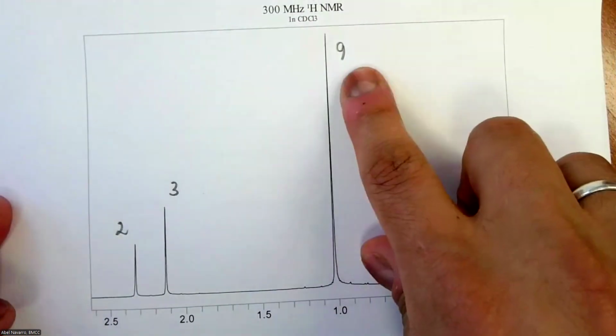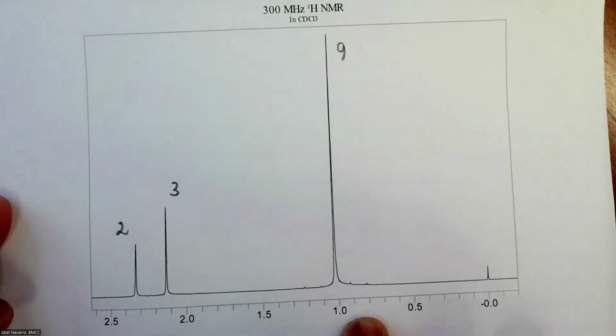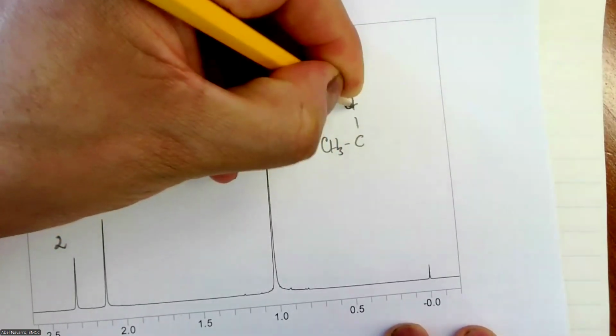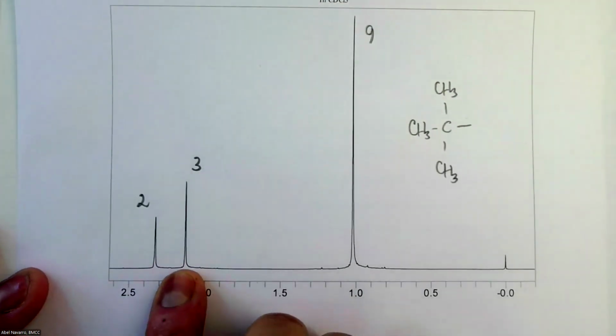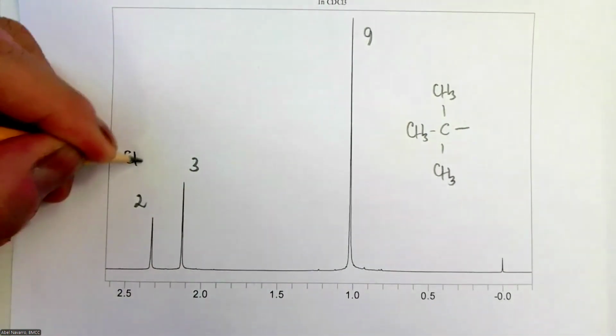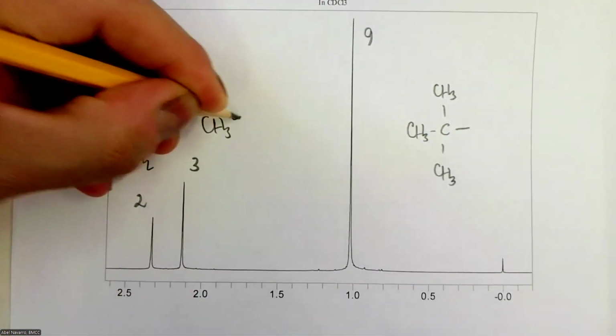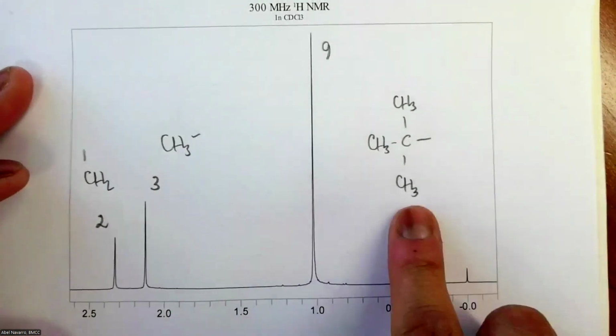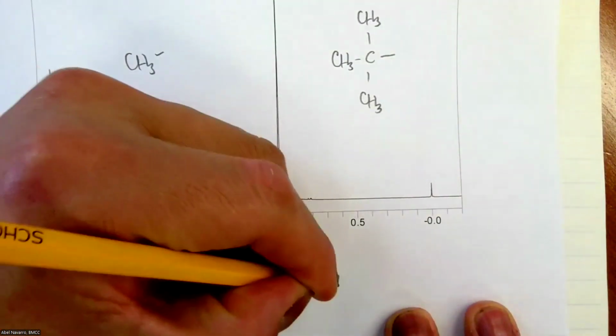Okay, here: singlet, singlet, singlet. But the good news is that I have a nine-H singlet. That's a tert-butyl. What are these other guys? 2 H's and 3 H's. That's a CH2 singlet and a CH3 singlet. Singlet means it doesn't split. So I have that tert-butyl and also a CH2 singlet.